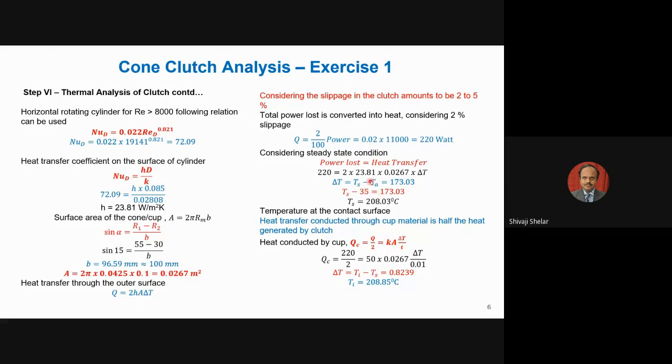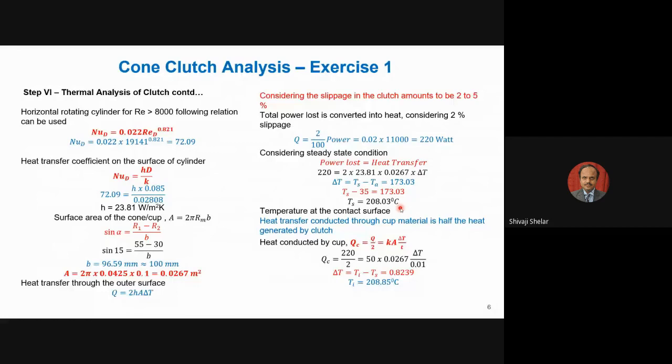I am considering the atmospheric temperature, or room temperature, or say working temperature, to be around 30 to 35 degrees Celsius. So let's take 35 degrees Celsius. So Ts is equal to 208.03. This is our final answer. It is asked in the problem, what is the surface temperature? So the surface temperature may be around 208.03.